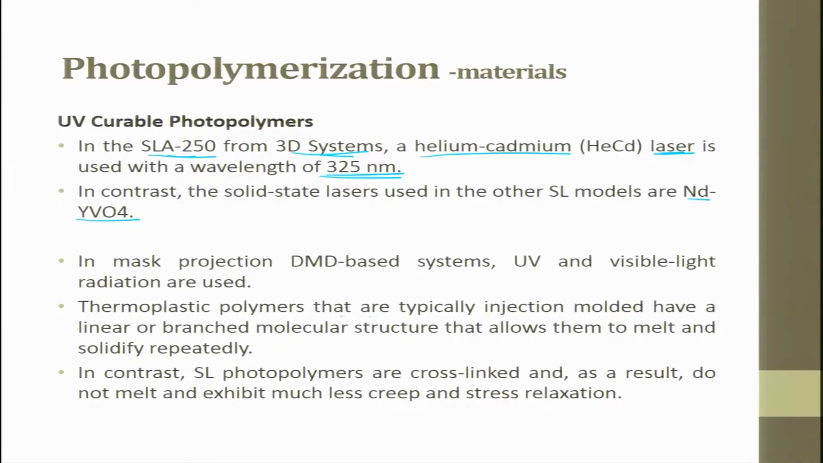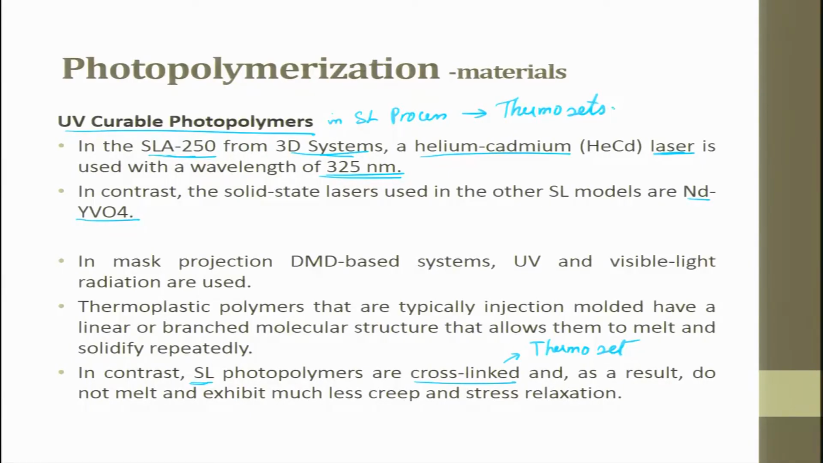Thermoplastic polymers that are typically injection molded have a linear or branched molecular structure that allows them to melt and resolidify repeatedly. In contrast, SL photopolymers are cross-linked thermosets and as a result do not melt and exhibit much less creep and stress relaxation. So, you should now understand that photopolymers used in the SL process are predominantly thermosets.